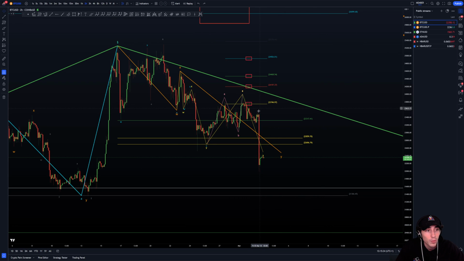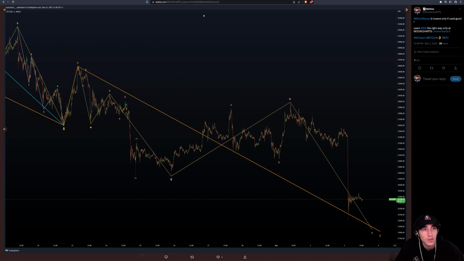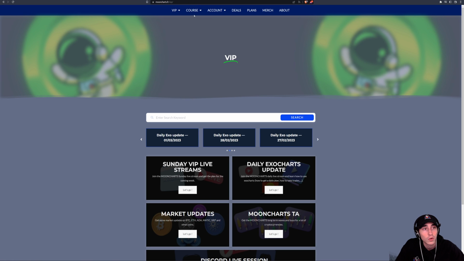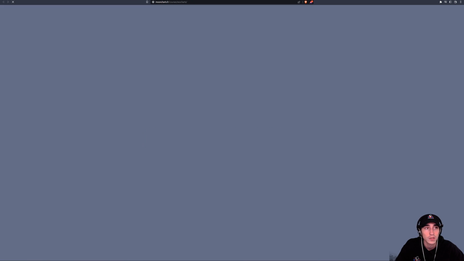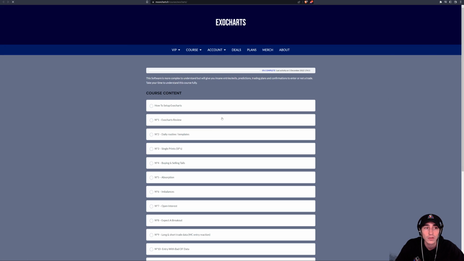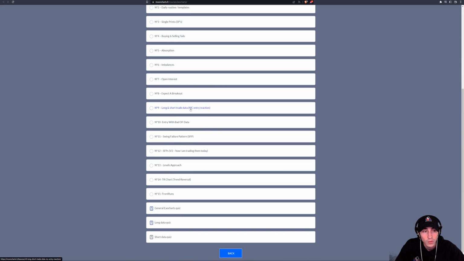And by the way, we got a possible short setup. If you see the top right here, we got a possible short setup just before we dumped right here. We got an MC short reaction at that top. Again, if you want more details about this, you have everything in the course section. You have to go in the exo charts part, and you have the MC reactions, MC long and MC short, clearly with the long and short trade data you want.